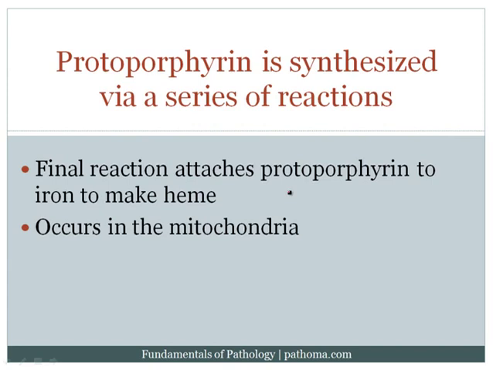Recall that protoporphyrin is actually synthesized by about 7 or 8 chemical reactions. So there are a series of reactions that are important for the synthesis of protoporphyrin. And recall that some of these reactions occur within the cytoplasm of the cell, and some of these reactions occur within the mitochondria of the cell. And of course, these reactions are occurring in the progenitor cells of the red blood cells, in the erythroblast.